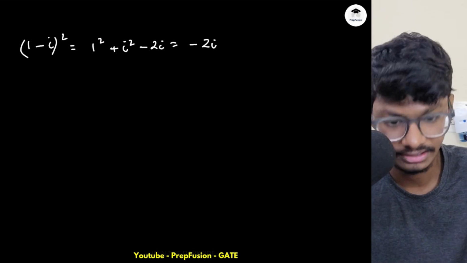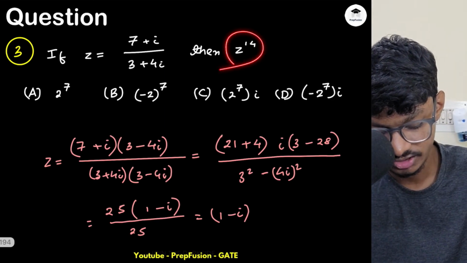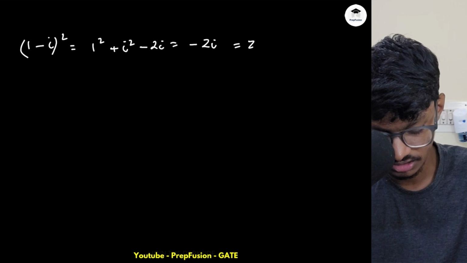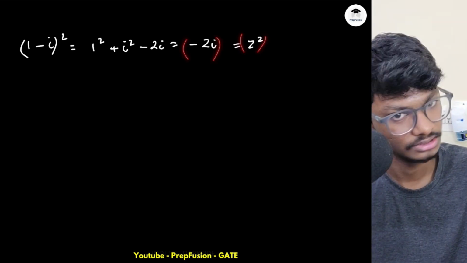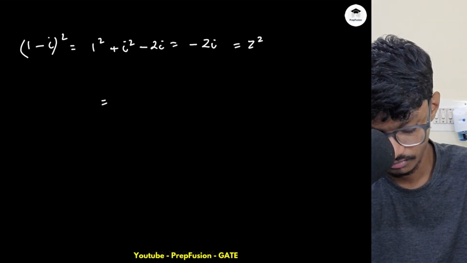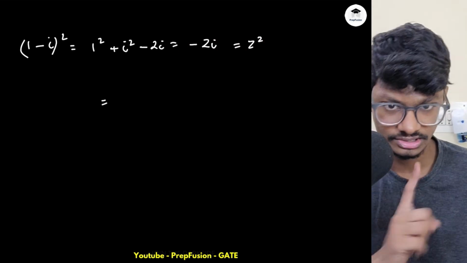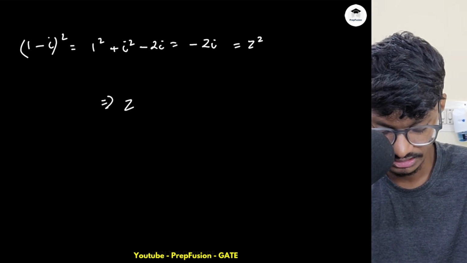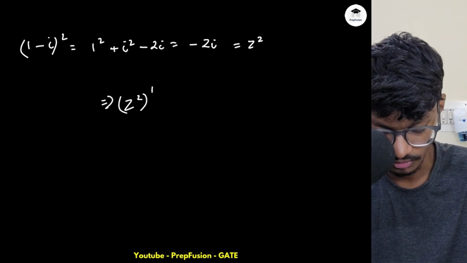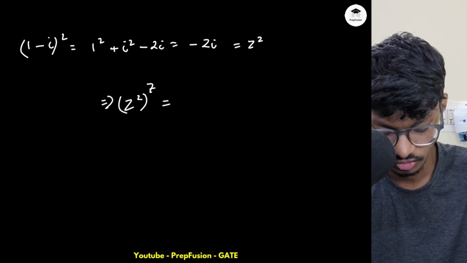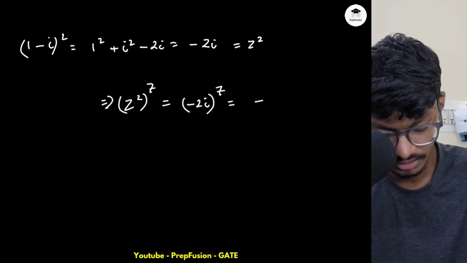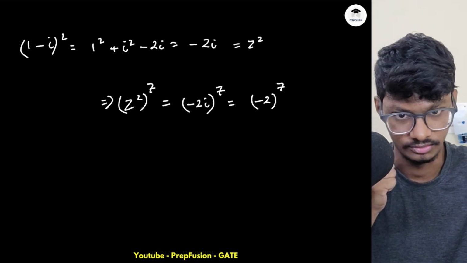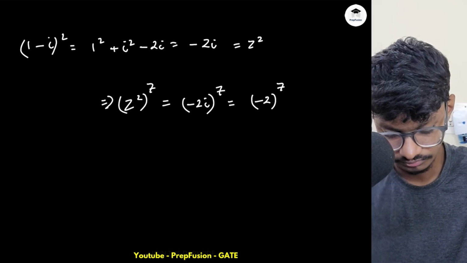So now it is simple, right? They have told me to find z raised to power 14, but this is equal to z square, right? So what will be z raised to power 14? If I raise this to the power of 7 on both sides, I will get z raised to power 14. This is more simple, right? Instead of a plus b, I am getting a single term only. So I am raising this to the power of 7 to get 14 itself. So this will be minus 2i raised to power 7. Anyways, it will be odd, so minus I can take outside.